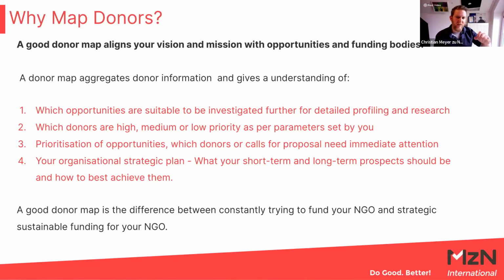So a good donor mapping aggregates all this information, aligns it with your requirements, your vision and your mission, and then prioritizes from high, medium, low. It's a great asset to have. It basically is the difference between continuously trying to race for the next funding and actually strategically, sustainably funding what you do. And the donor map is one of the 3 key documents that you probably need in order to set that in motion. The other ones being your funding strategy and ultimately your signature package or your templates to quickly produce bids.